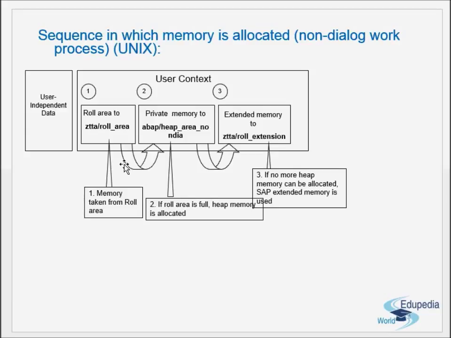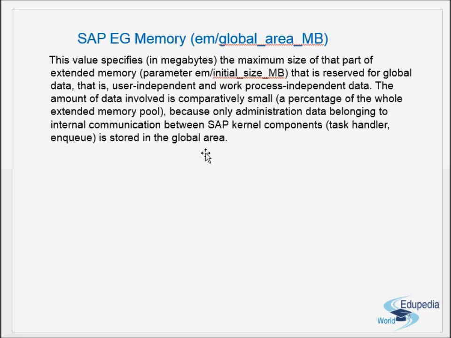But for a dialog work process, heap memory is the last option, because it has to pick up a task, complete some dialog steps and hand it over to the other dialog work process. There should be a lot of user context switching happening. That's why after its own roll area, it goes to the extended memory, and only the last option is the heap memory. So this is the sequence in which memory is allocated to a dialog and a non-dialog work process.